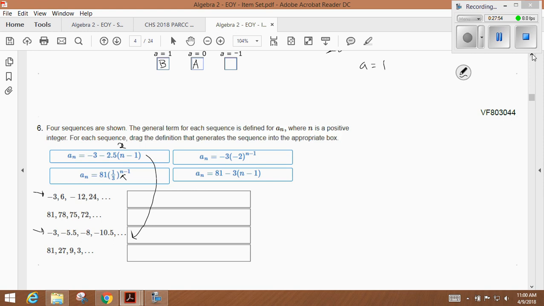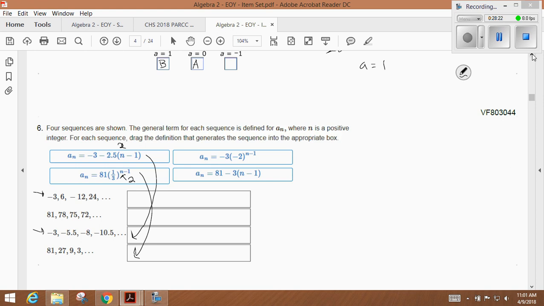So now let's go ahead and plug in 2 there. 2 minus 1 is 1. 1/3 to the first power is 1/3, right? So I'm looking for which one of these 4 has a second term that is 81 times 1/3, or 81 divided by 3. The one with a 27. So there we go. Bam. That one goes there. You would just drag that into that box.